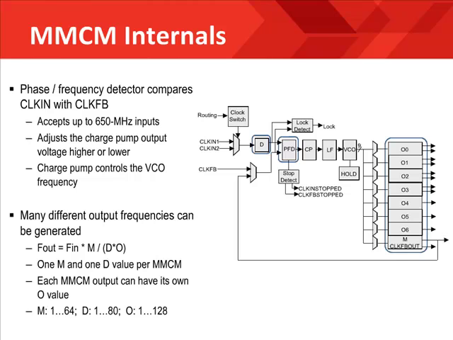The oscillator has 8 programmable counters associated with it that allow our desired clocks to be made. Many different output frequencies can be made based on a programmable multiplier and divisor value that you can set for each MMCM. Each MMCM can have its own programmable value. M can range from 1 to 64, D from 1 to 80, and your output from 1 to 128. Now note that the clocking wizard is going to be used to customize the MMCM resources.